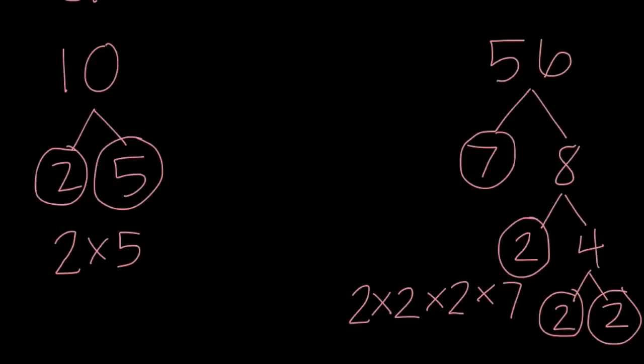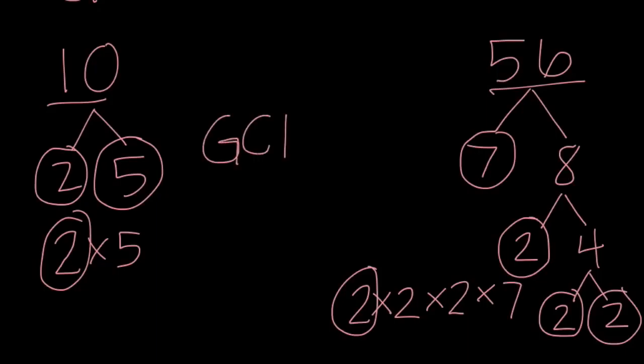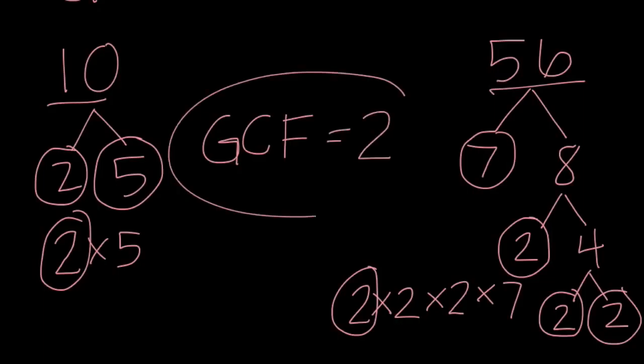So to find our greatest common factor between 10 and 56, we'll look at those broken down forms. And remember, we want to find what these two have in common. So I can see that they both have a 2. 10 also has a 5, but I don't see a 5 in the broken down form of 56, so I won't circle the 5. I also won't circle the 7 because there's no 7 in the broken down form of 10. So it looks like all I can circle here is the 2, which means our greatest common factor for 10 and 56 is 2.